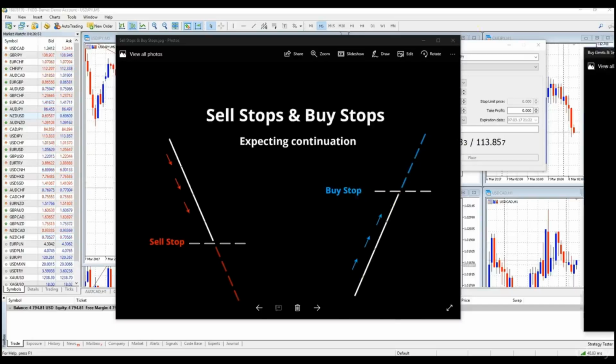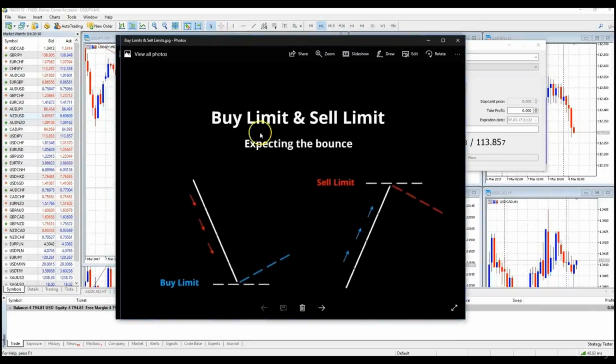Now, a buy limit and a sell limit is when you're expecting a bounce. Okay, so if price is selling off and it's coming down to a significant level where you're expecting traders to start locking in some profits and you're expecting a bounce, that's where you would anticipate placing a buy limit. And a sell limit is just the opposite of a buy limit. So if price is rising to a significant high, so say for example the S&P is hitting an all-time high, you might consider putting in a sell limit at that particular point.